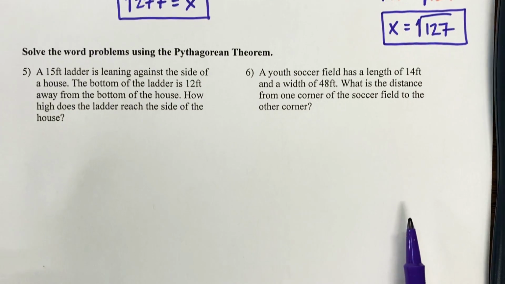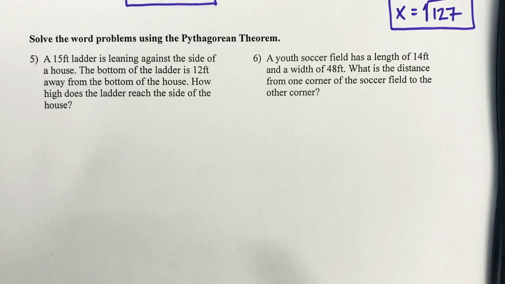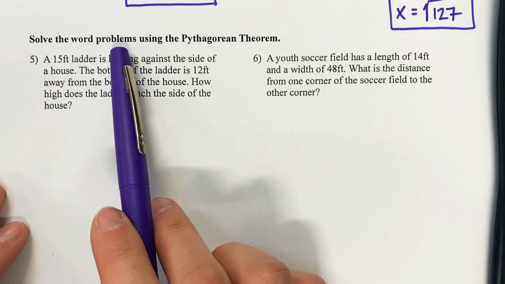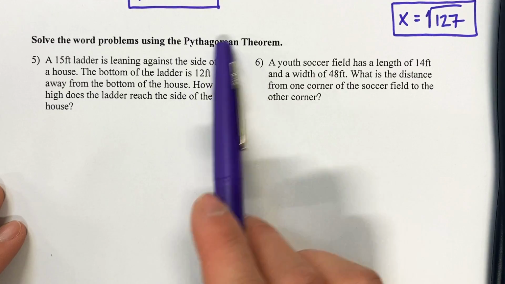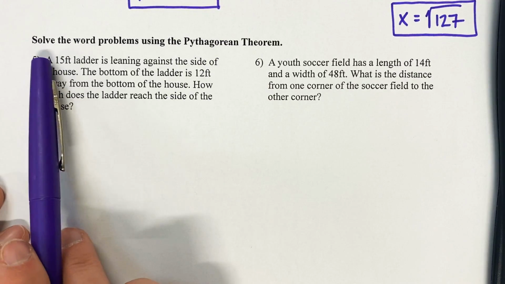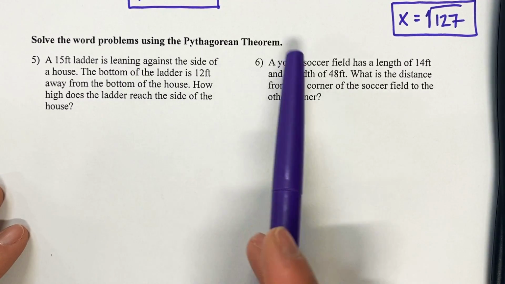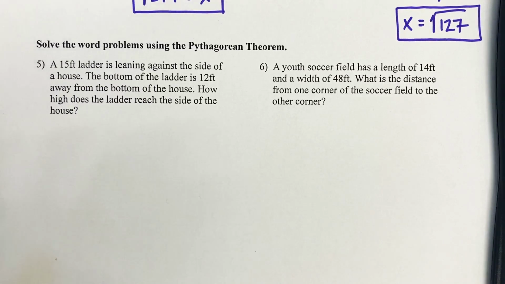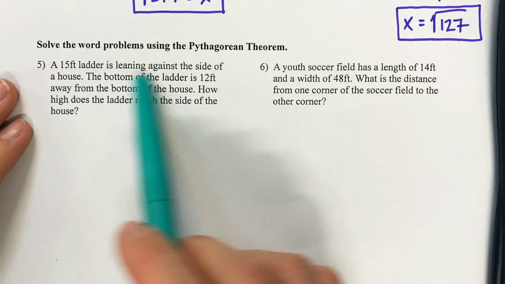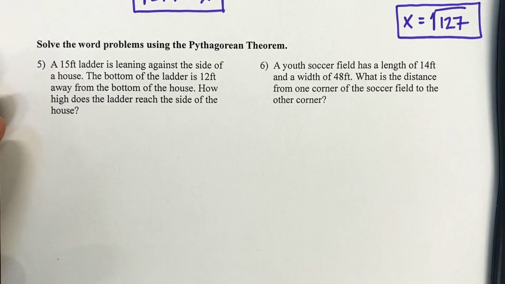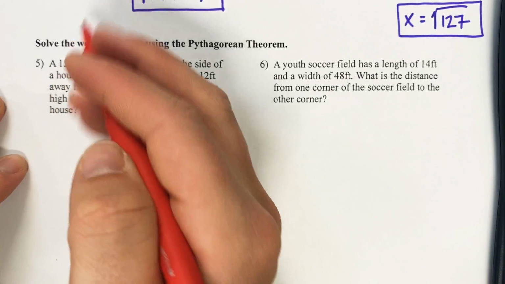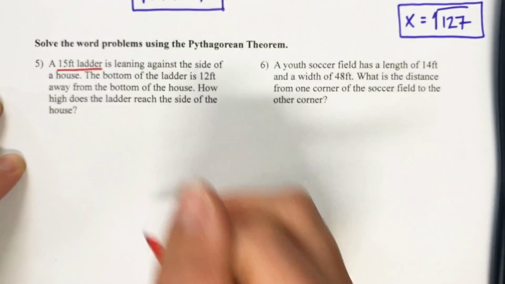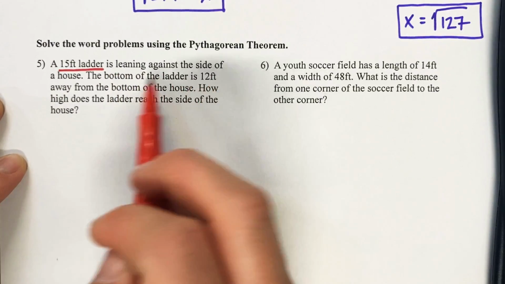Okay, so now we're going to get to the fun part, where we are turning word problems into Pythagorean theorem problems. Okay, so it's asking us to solve the word problems using the Pythagorean theorem. Well, let's look at number 5. So let's go ahead and read number 5. And as we're reading, we might just draw a little picture. A 15-foot ladder is leaning against the side of a house.